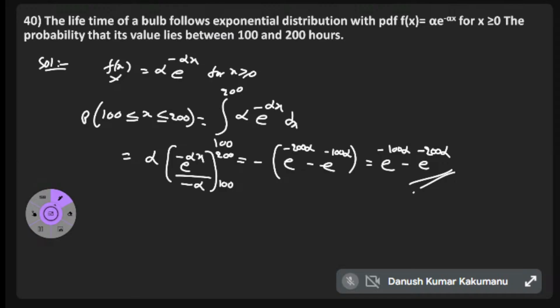Lifetime of a bulb lies between 100 and 200 hours. Any confusions? Is it clear? All of you understanding? Which distribution is it? Exponential. You have in your data science students also some questions on exponential, get perfection on exponential. ECSE, every branch also very important. Exponential distribution. How many parameters in exponential?